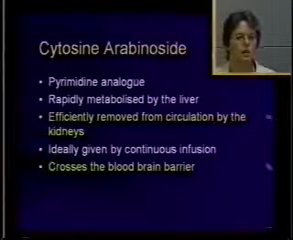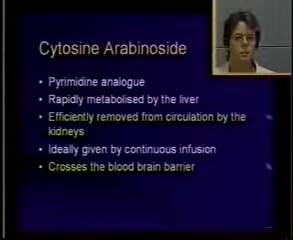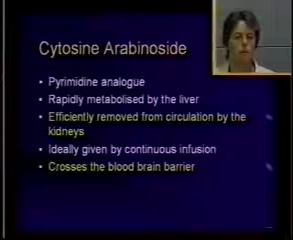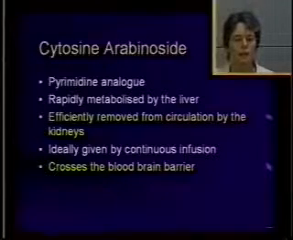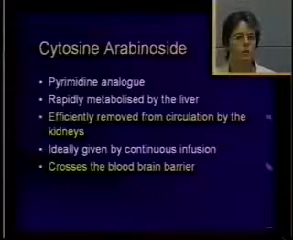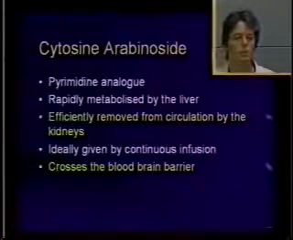Cytosine arabinoside is also a pyrimidine analog. It is very rapidly metabolized by the liver and very efficiently removed from circulation by the kidneys. And for this reason, to maintain or achieve adequate blood levels, it's typically given by continuous infusion. And you will see various infusion protocols ranging anywhere from a period of 4 hours to a period of 48 hours. So there's quite a variety of recommendations.